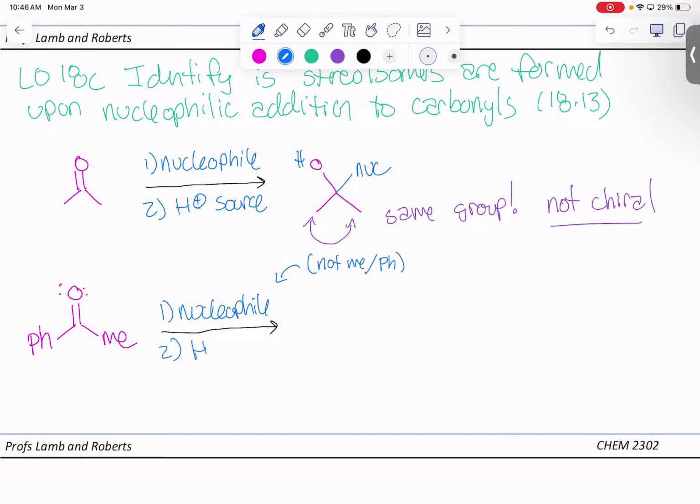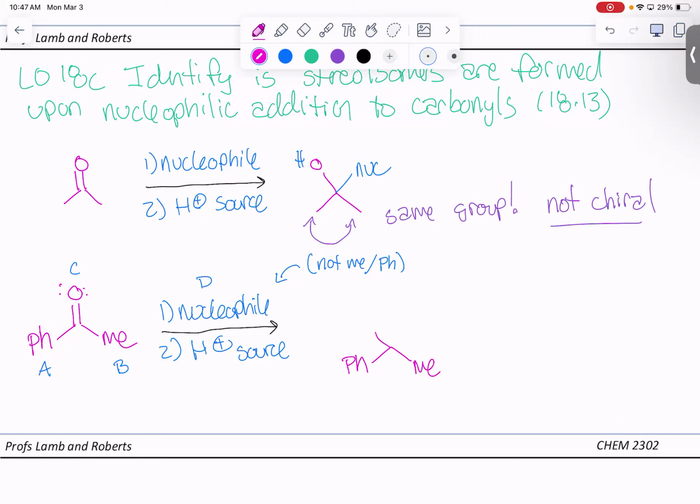Okay, so now we're starting out with something that has two different groups. We have group A and we have group B. We have group C, which is going to be our oxygen, and our nucleophile is going to be group D. Because we said that's not methyl or phenyl, these all are going to be different groups, and we are going to get two enantiomers out of this reaction.